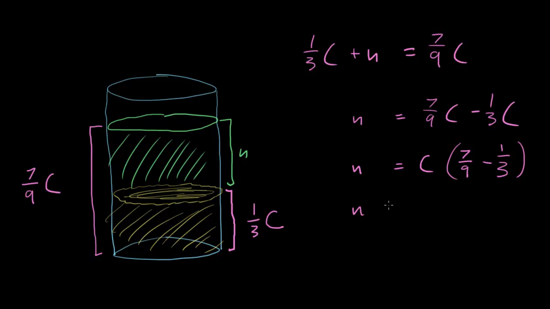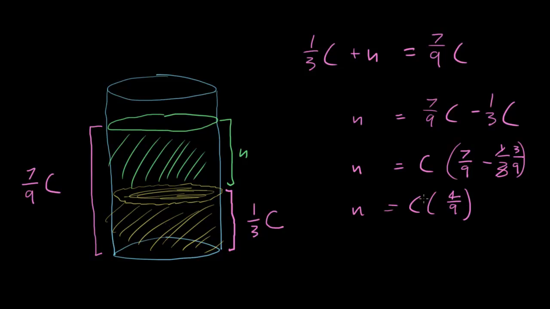All right, let's keep going. Let's simplify what's in here. And well, we're subtracting fractions, so we need the same denominator. So actually, let me just do this up here. If I want to rewrite a third, but with a 9 on the bottom, I guess I just multiply top and bottom by 3 to get 3/9. So 7/9 minus 3/9 is 4/9.